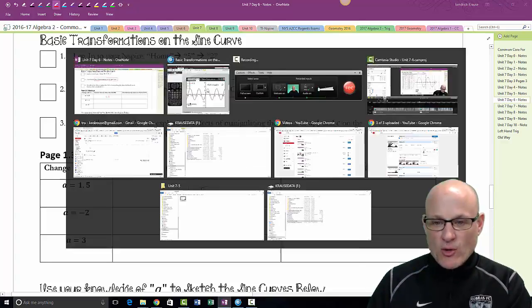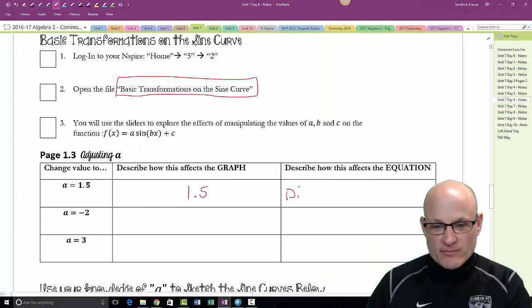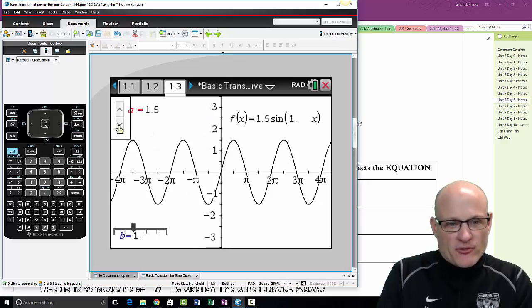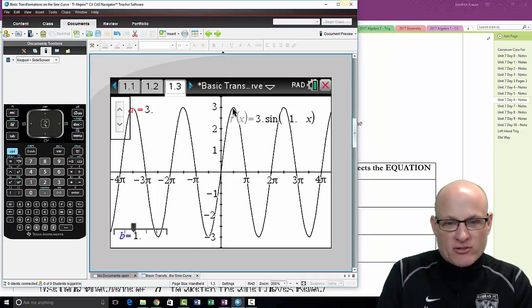Describe how this changes the equation. Well, all that does is it puts a 1.5. It changes the coefficient out front. So we know this is a dilation where we're going to have a new maximum. Now, I want to manipulate it. We're going to go to 3 first. So 3 is just going to change it so that it is much steeper. Now my maximum value is 3.